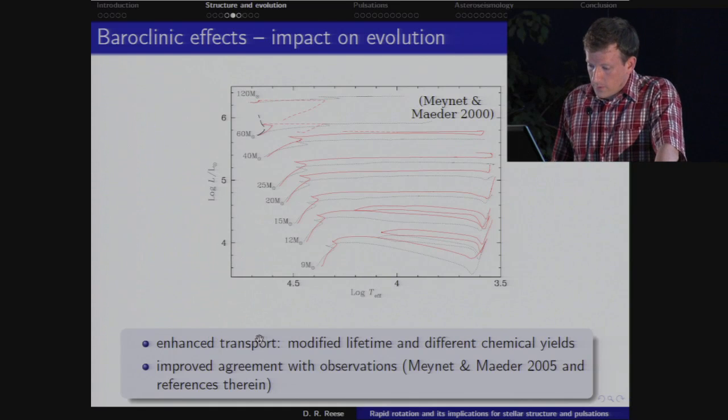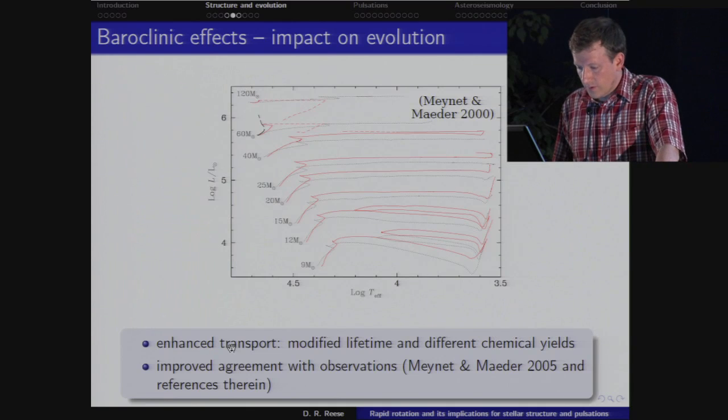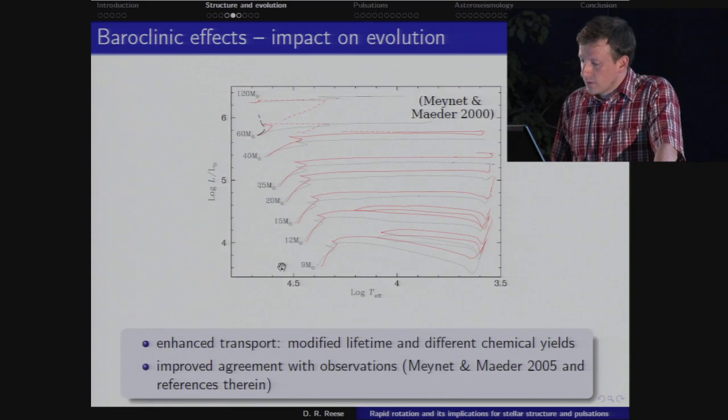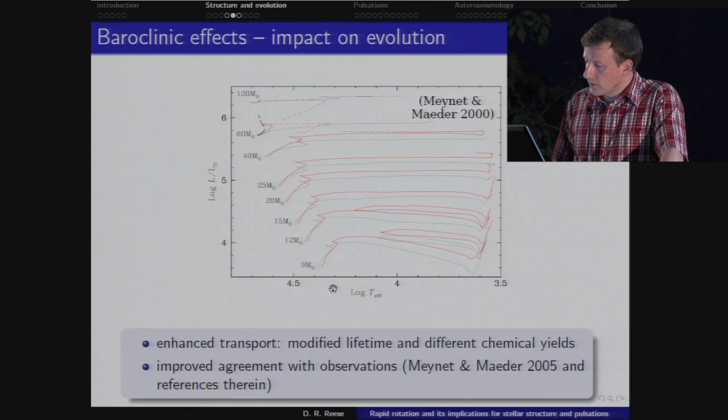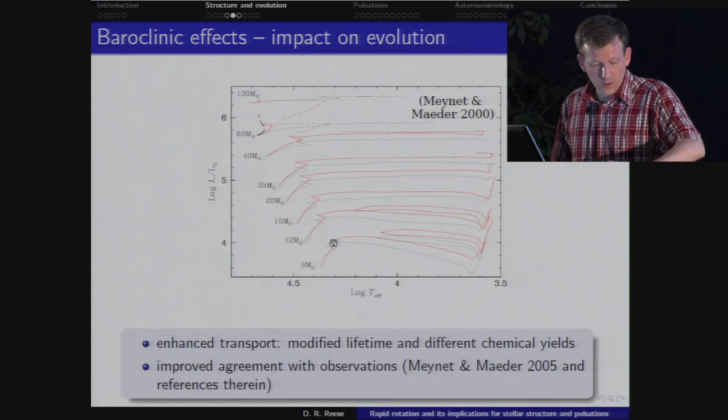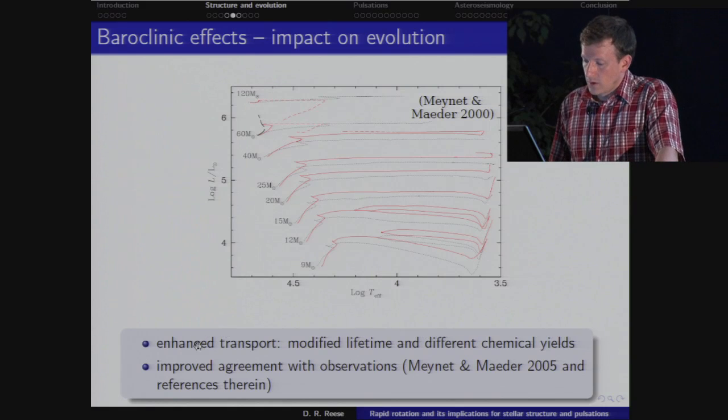Now, using these sorts of baroclinic effects, there have been a whole bunch of models which model how these stars change as a function of time. So this is an HR diagram showing theoretical tracks. The dotted black lines show the evolution tracks of non-rotating stars, and the continuous red lines show what happens if you have an initial equatorial velocity of 300 or even 400 kilometers per second.